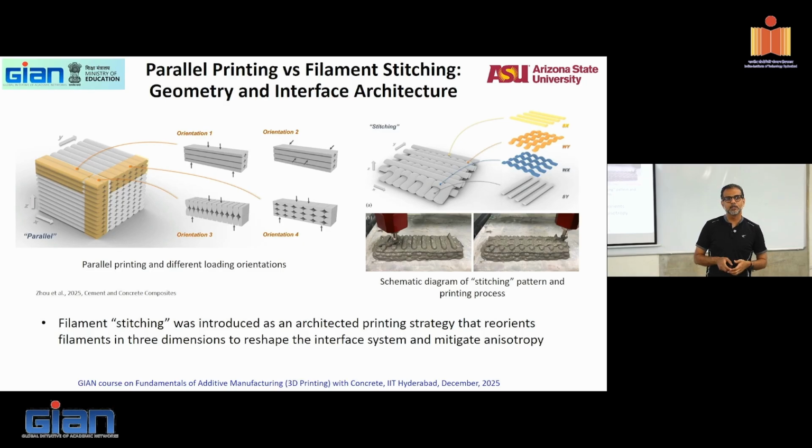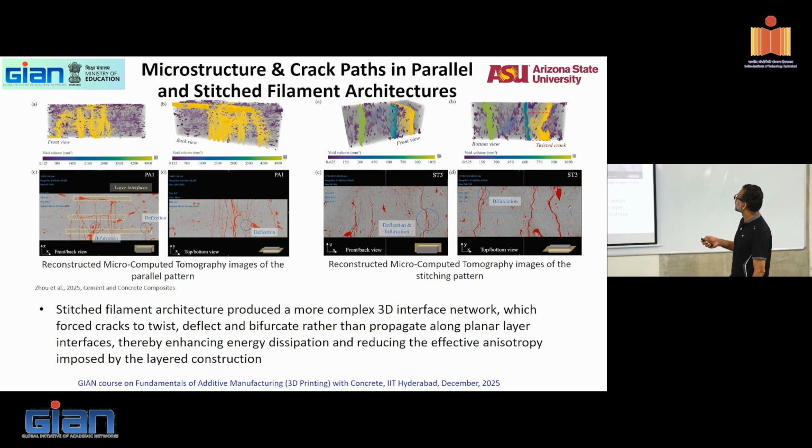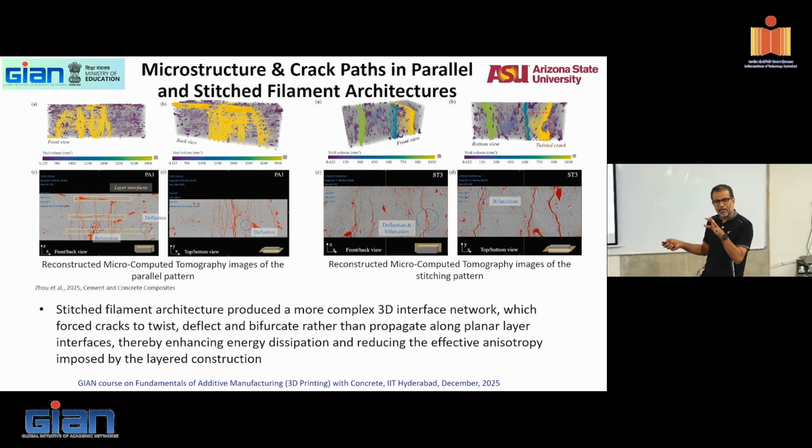Very difficult to do it in concrete, but it's potentially a way to think about stitching the material and architecturally structuring it to give you better properties. So here is stitched filament architecture, and here is exactly what I was saying. You see the crack deflection and bifurcation. The cracks are not going straight. The cracks are along the stitched path, and we have published a paper along similar lines, not exactly this, but you can actually deflect the cracks.